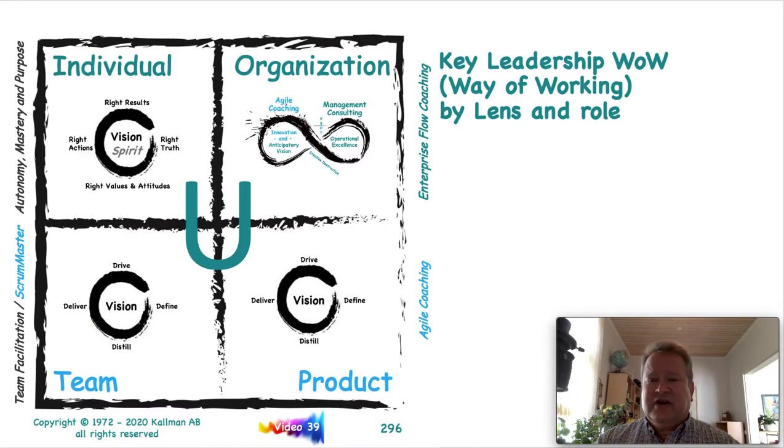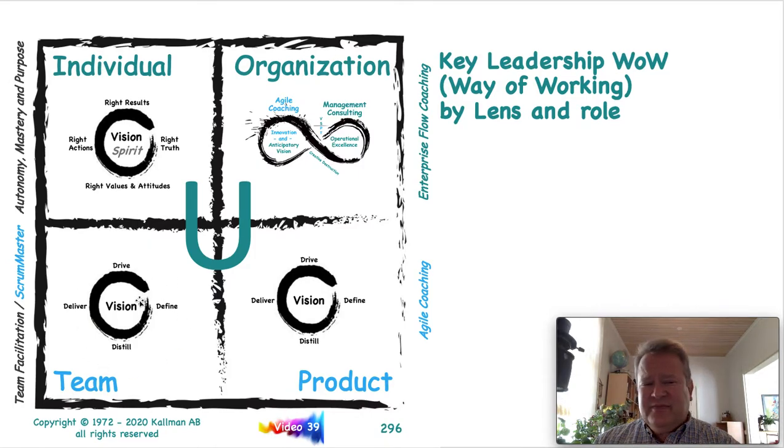And your way of working is going to change. How you deal with individuals: you need to look at the values and attitudes and truths and their actions and their results and use the 4R model to be able to work with your team members. And remember, their primary interest is autonomy, mastery, and purpose.